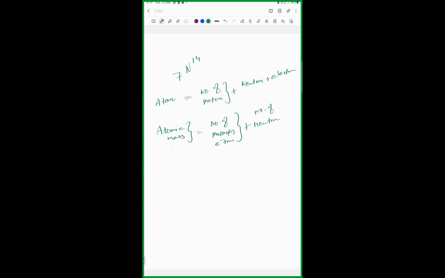So this is the symbol of your atom. Whatever is written as subscript corresponds to the atomic number. Whatever is written as superscript corresponds to the mass number. So ZXA means Z is the atomic number, A is the mass number, X is the atom. Clear?